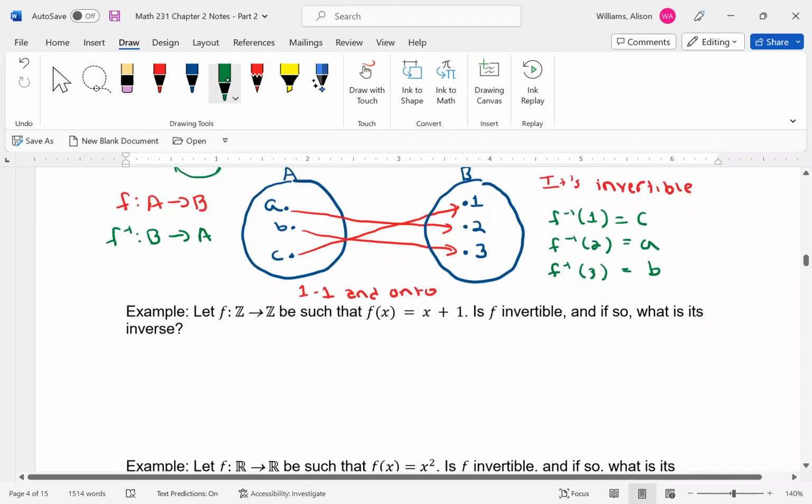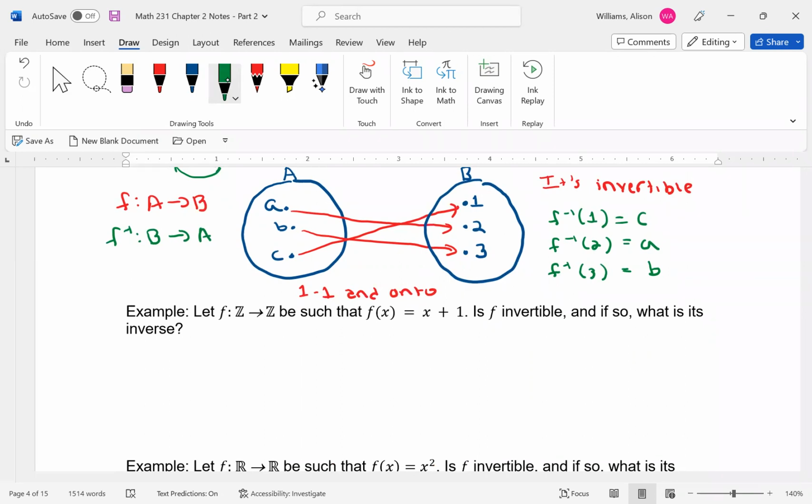Let f map Z to Z. So we're only looking at integers only, okay? So f of x equals x plus 1. Let's determine whether or not it is invertible. And if so, what is the inverse?